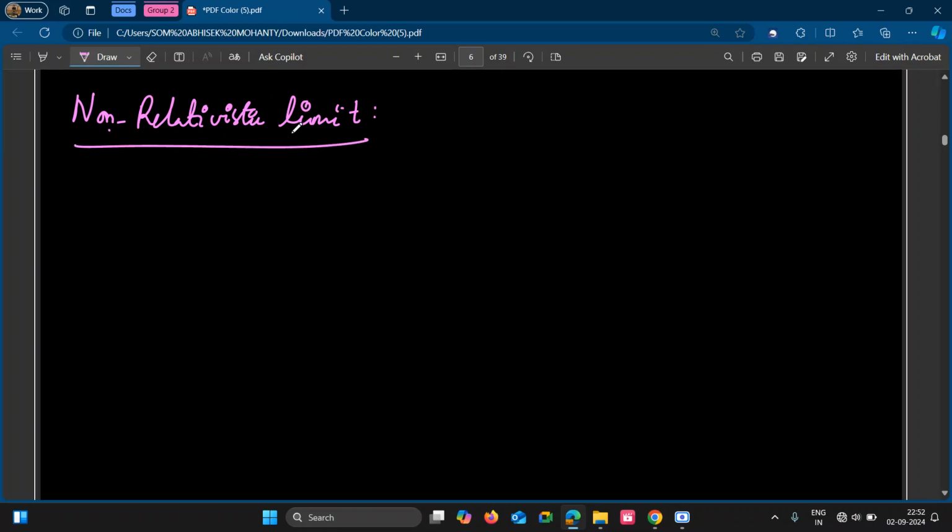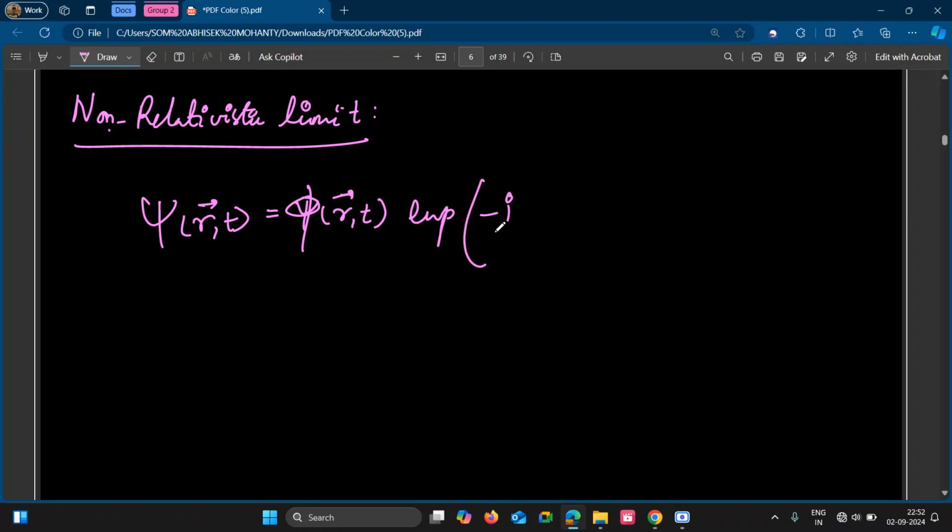The non-relativistic limit. Okay, so we can study the non-relativistic limit of the Klein-Gordon equation, and in order to do that, we have to make an assumption. The assumption is that psi(r,t) is equal to phi(r,t) times exponential of minus i over h cut m naught c square t.